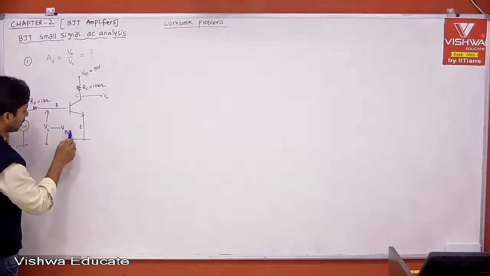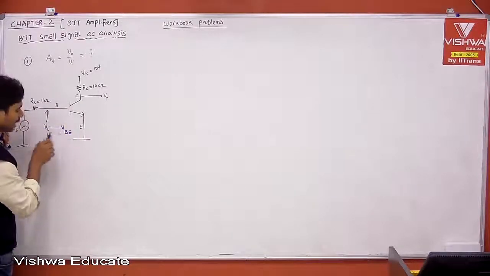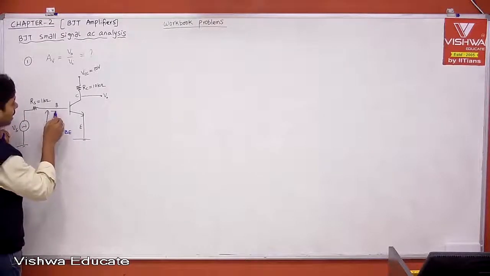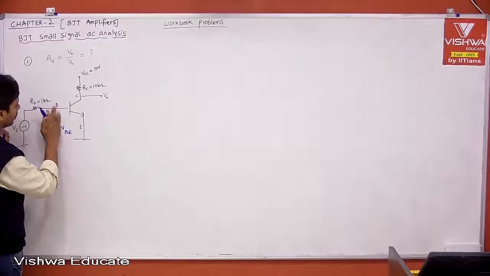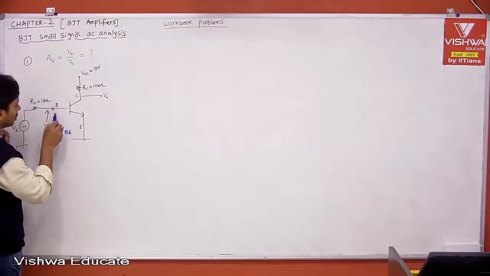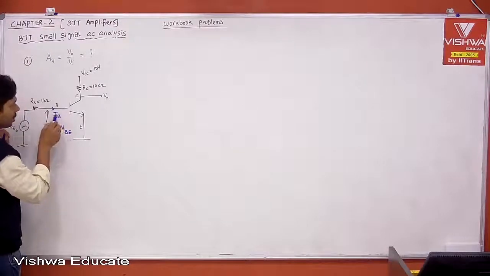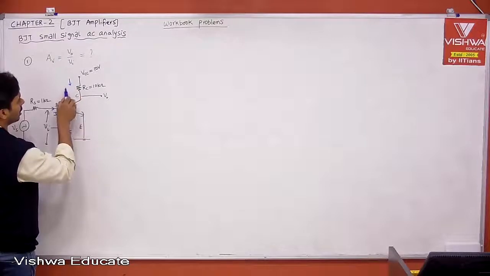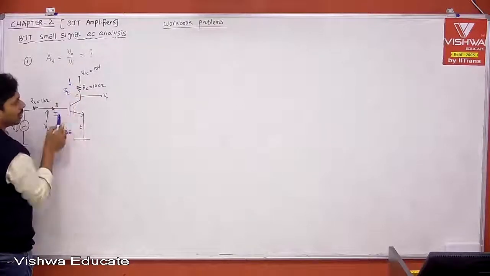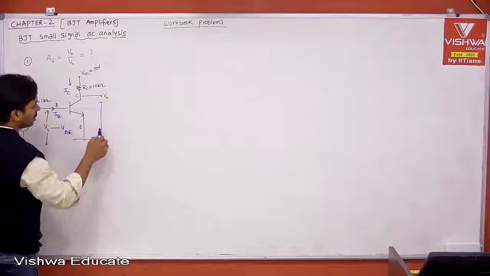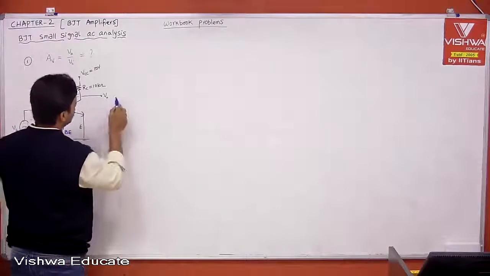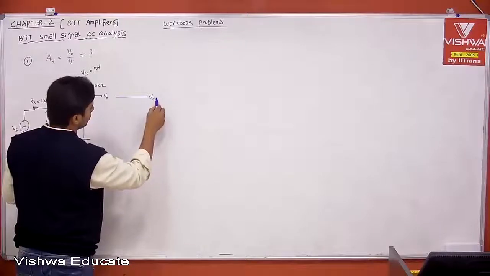If I apply capital VBE before the AC signal, then you'll get capital IB. What is the meaning of capital IB? DC current, because of DC voltage. Therefore, this is your capital IB. Now, because of capital IB, what do you get? We will get capital IC. Because of capital IC, what do you get? You will get capital VCE. This is capital VCE. I can say the output is nothing but capital VCE.